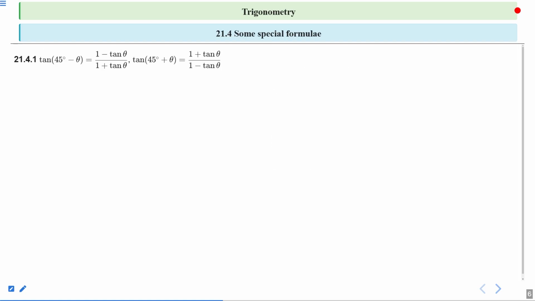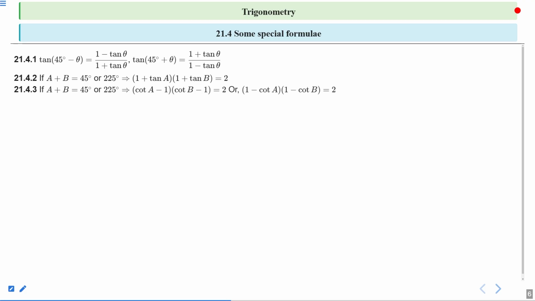Some special formulas: tan 45 minus theta is equal to 1 minus tan theta upon 1 plus tan theta, and tan 45 plus theta becomes 1 plus tan theta upon 1 minus tan theta. If A plus B equals 45 degrees or 225 degrees, then (1 plus tan A) into (1 plus tan B) equals 2.